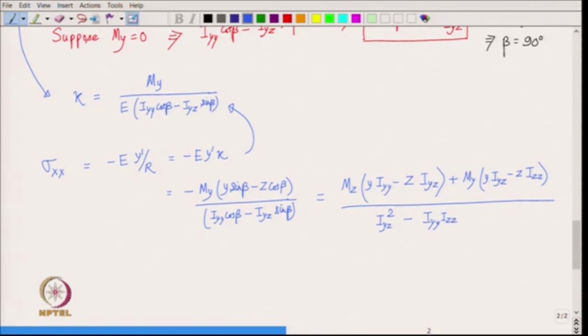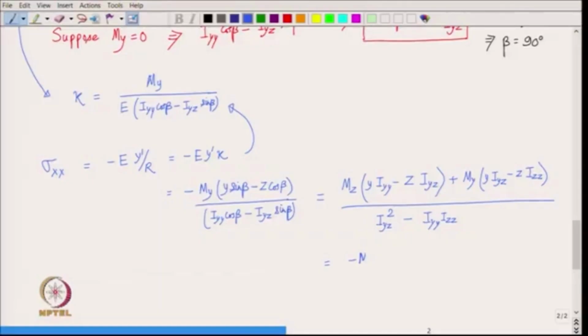So, it is a quite tedious formula. Just compare this with the formula for the symmetrical cross section. We simply had sigma x x equal to minus m z into y over I z z. So, that was for symmetrical cross section, with only m z present.